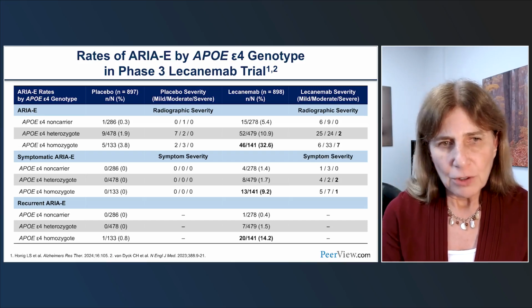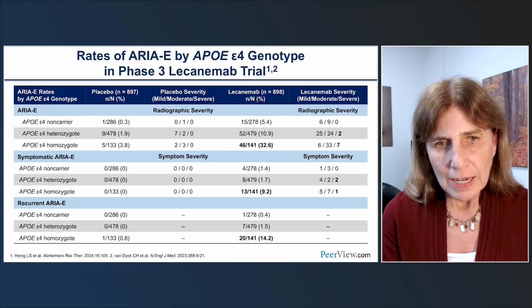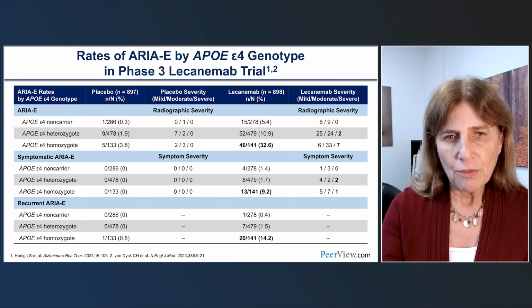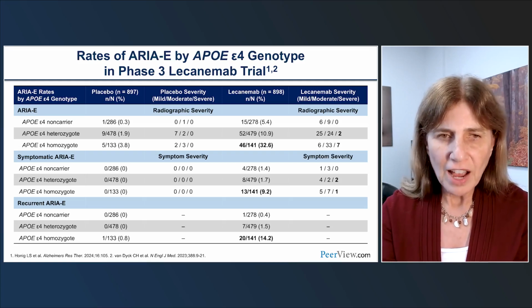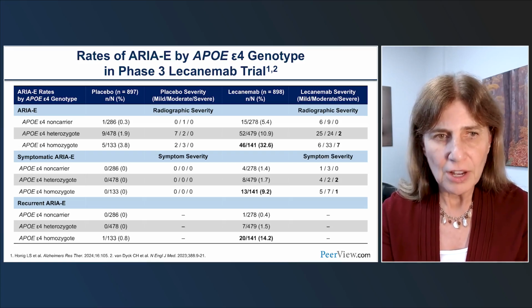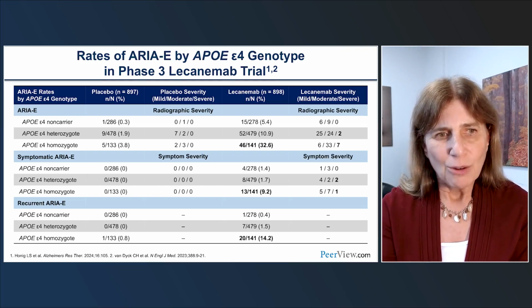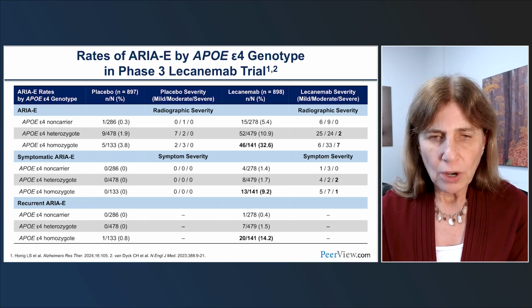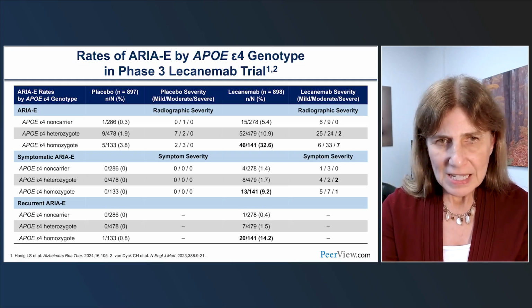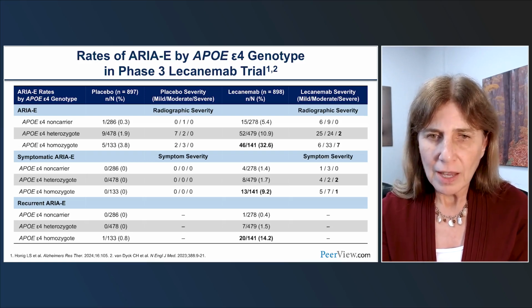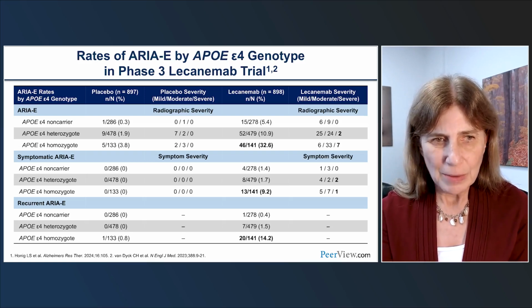But on this table, what you see is the breakdown by APOE4 genotype: non-carrier, heterozygote, homozygote. And if you look in the third numeric column, the lecanemab column, you see that you're going from 5.5% ARIA-E in the non-carriers to about 11% with one copy of APOE4, up to 32.6% ARIA-E in the APOE4 homozygote state.